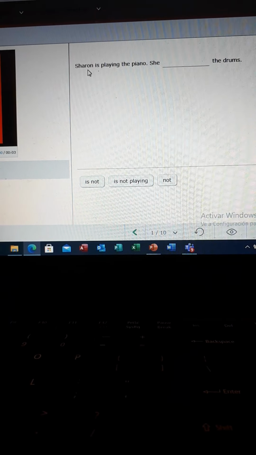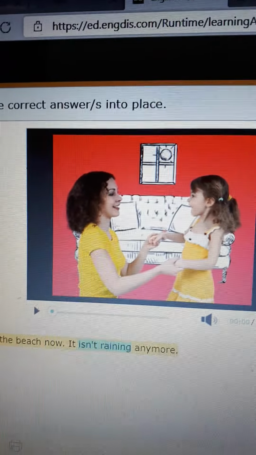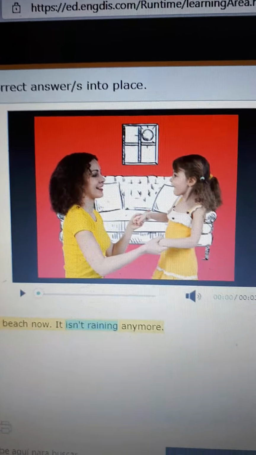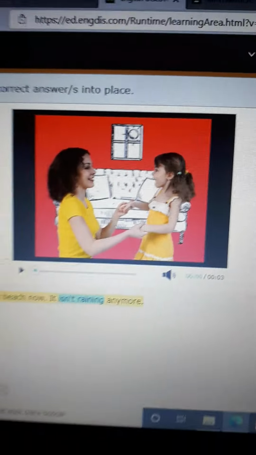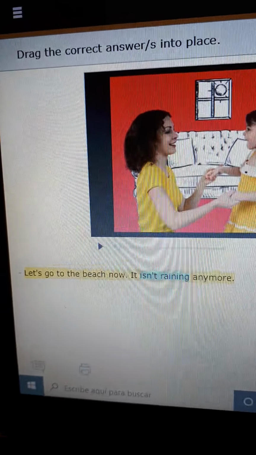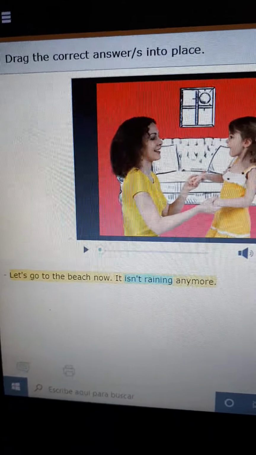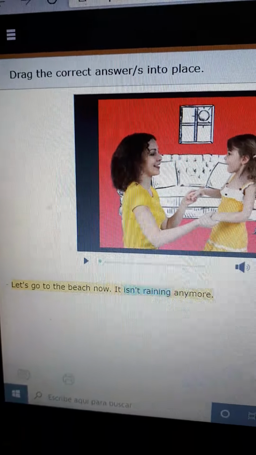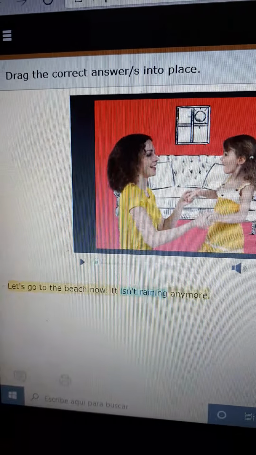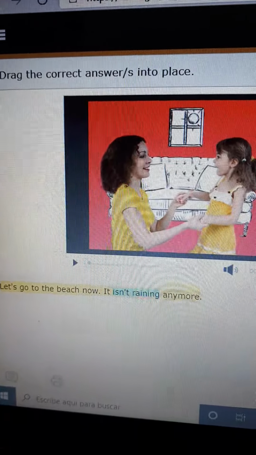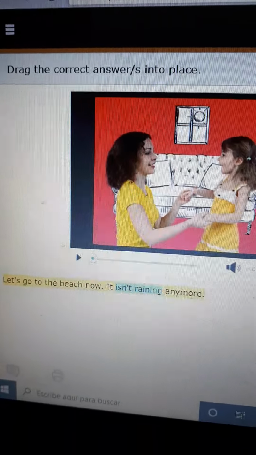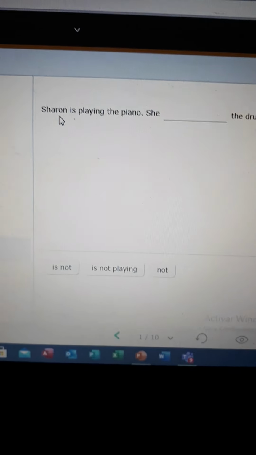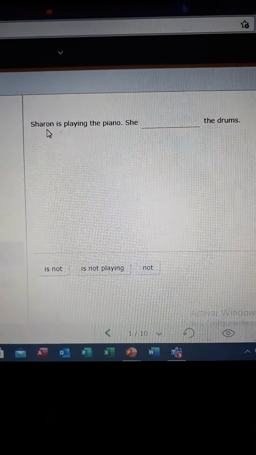Before we continue, remember that you have to check the name of the lesson. For example, in this case, it's kind of dark here. Bueno, no dice aquí, pero es lección 4, present progressive negative. Always you have to check the examples. For example, here it says, let's go to the beach now. It isn't raining anymore. So we have to follow this example so you can know what kind of information comes on the activities.